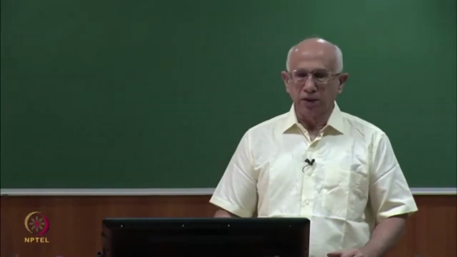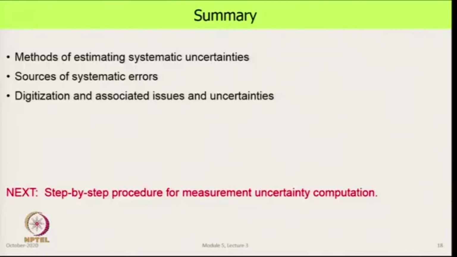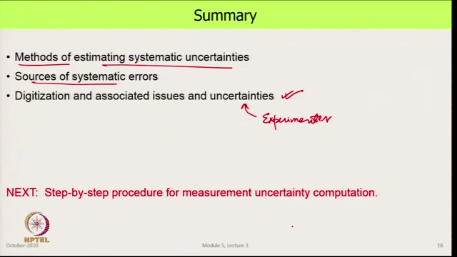So, on that note we end this lecture and we say that we have looked at the various methods of estimating systematic uncertainties. We also looked at some of the sources of systematic errors and we have looked at what digitization is, what the issues associated with it are as far as uncertainties go, and also the issues associated with digitization, which as an experimenter we not only have to understand so that we can select the right instruments, but also so that the output digital data put out should be correctly interpreted.